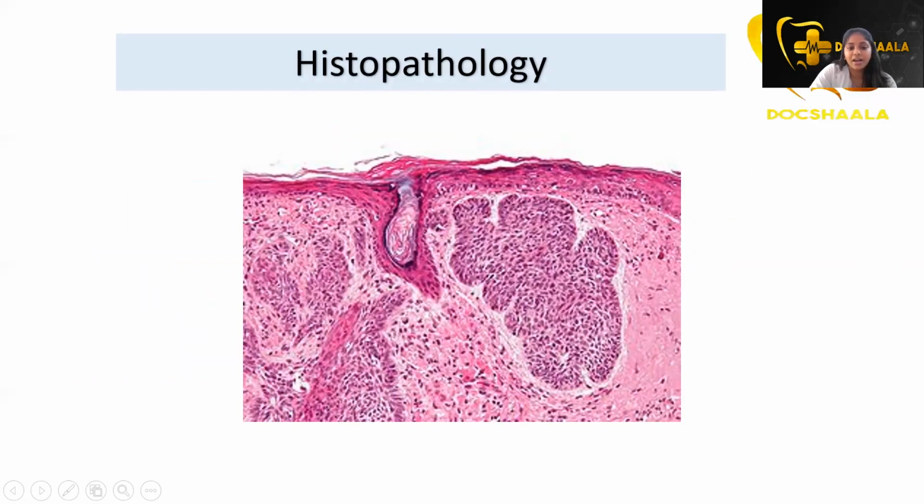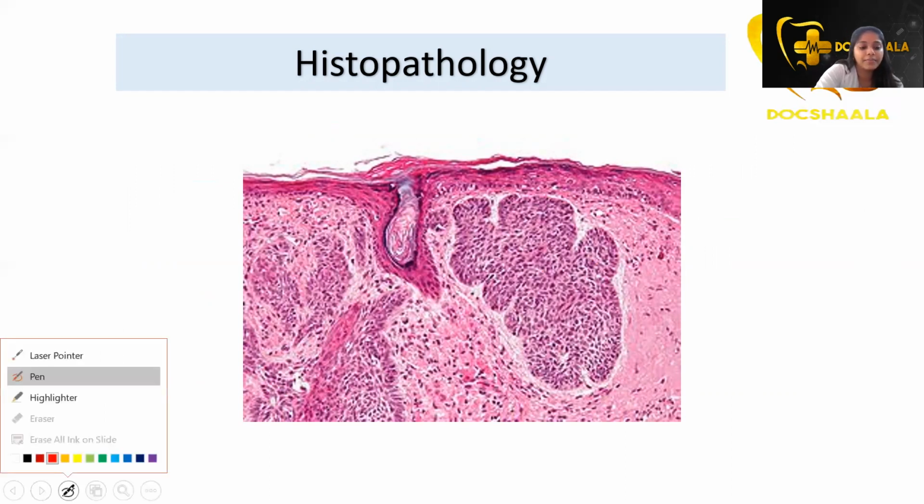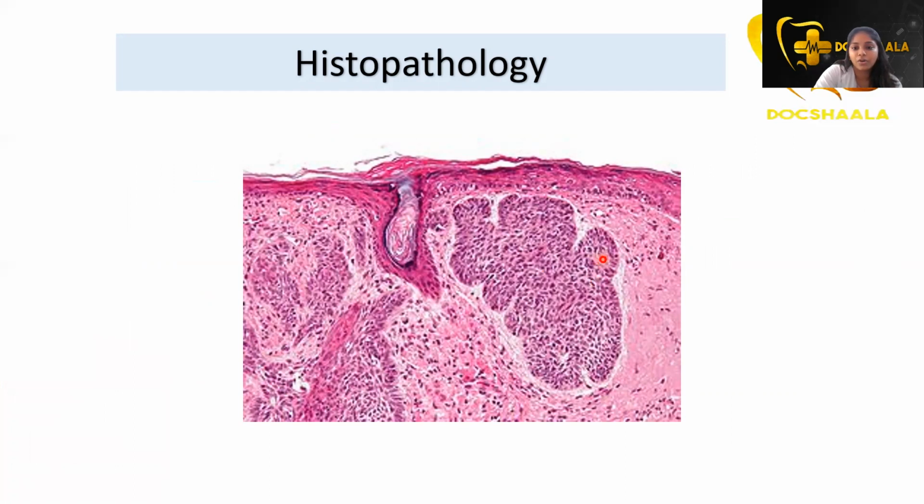So you can see a lot of basaloid cells appearing in this image itself, right? All the cells are basaloid with little or scanty cytoplasm, and clefting is seen, right?